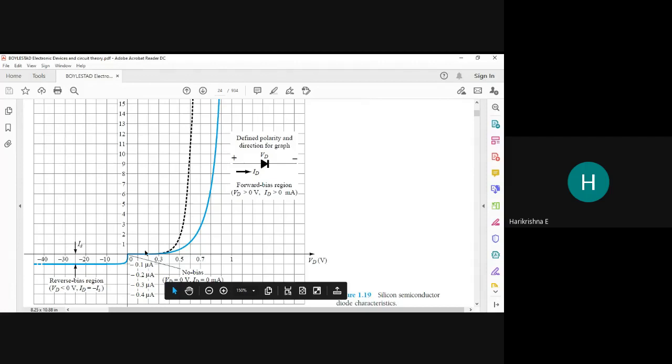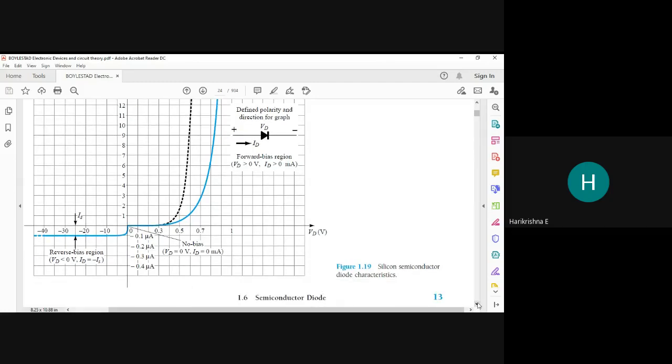And in forward bias, the current is zero up to the cut-in voltage of the device. That is, the PN junction diode will have a built-in potential. It is 0.2 volts for a germanium diode, 0.7 volts for a silicon diode. So up to that built-in voltage, the current will be almost zero. After that, the current increases exponentially. This is the VI characteristics of the PN junction diode. Volt-ampere characteristics. Mostly we may do this in the laboratory as an experiment.